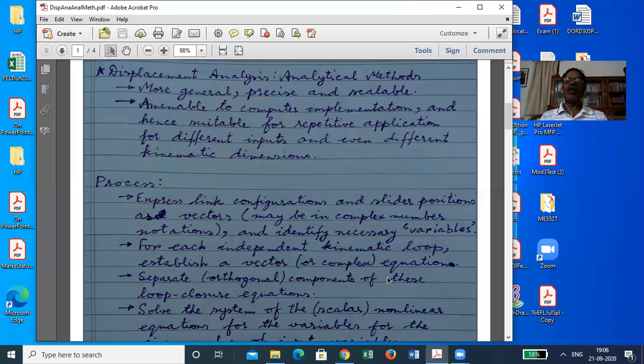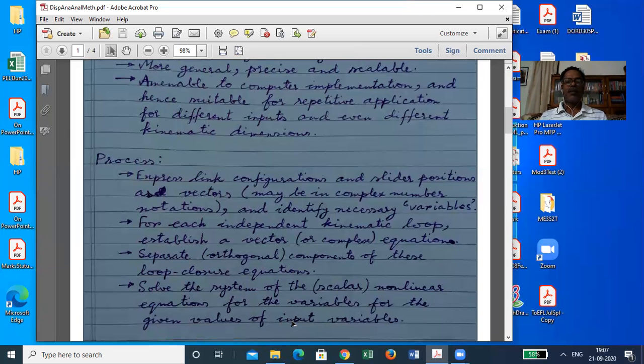Then separate the orthogonal components, the I and J components, or real and imaginary components, whatever way you are doing. And so you have got the scalar components of the loop closure equations. Now simply solve the system of these scalar equations. Mind you, they are going to be nonlinear equations, so it is not going to be a cakewalk, for the variables, for the given values of input variables.